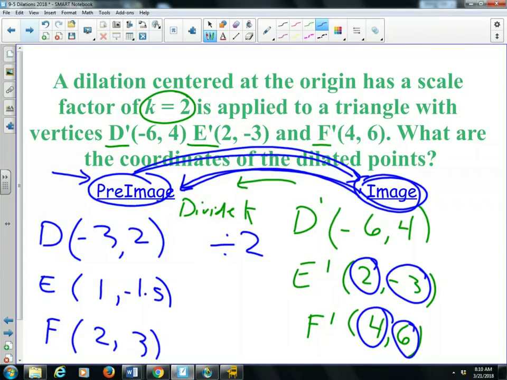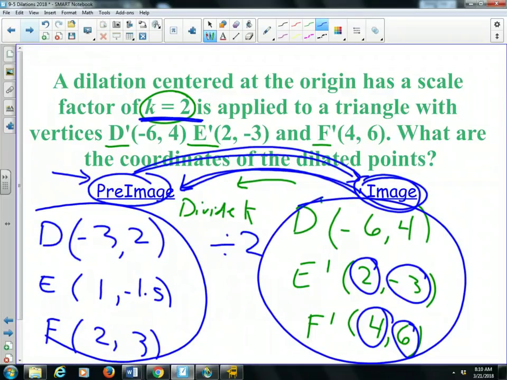Notice how the scale factor is 2, so my image should be twice as big. So this is half of this, or my image is twice as big as my preimage. Hopefully that made sense. Let me know if you have questions when you get to class tomorrow.